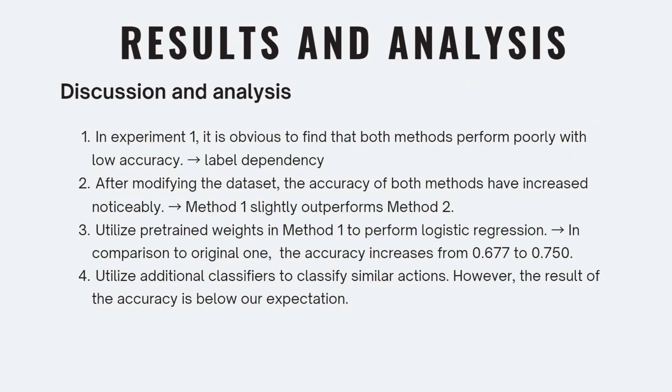So let's wrap it up. In experiment 1, both methods performed poorly, and we found that there are label dependencies in the dataset. After modifying the dataset in experiment 2, the accuracy of both methods increased. In experiment 3, we utilized the trained weights from method 1 to perform logistic regression, which is method 2, and the accuracy also increased. In experiment 4, we wanted to use additional classifiers to classify similar actions, and the performance increase is limited.